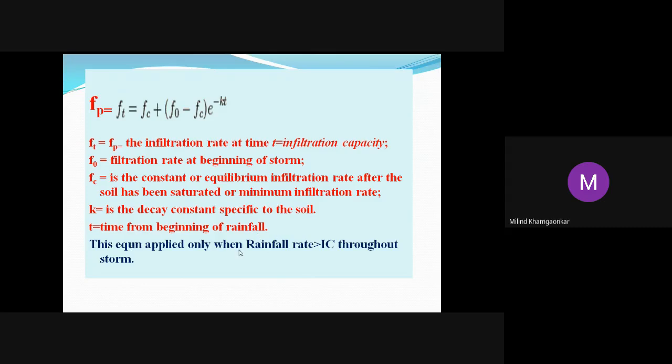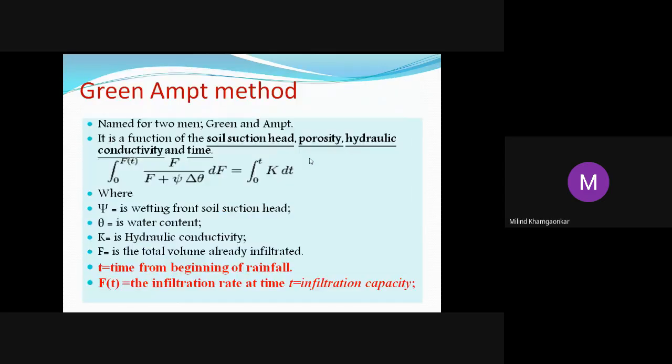This equation applies when the rainfall intensity or rainfall rate is greater than the infiltration capacity throughout the storm. Okay, I think this much is sufficient. Sometimes numericals are asked very rarely, but the theory is asked sometimes, so you should be better prepared with this. The generalized numericals we have seen earlier.